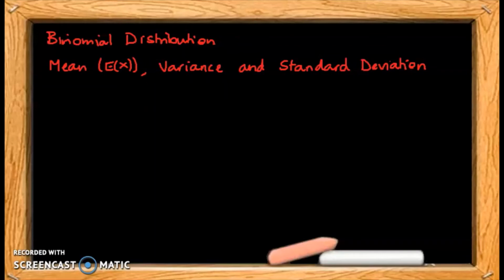We can take a very formulaic approach to calculating the mean or expected value, they are the same thing, the variance and the standard deviation of a binomial distribution. So let's first of all keep in mind the mean and the expected value, which we call E(X), or we sometimes call mu as well.